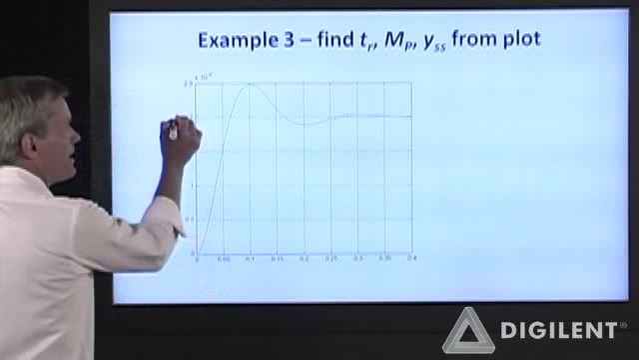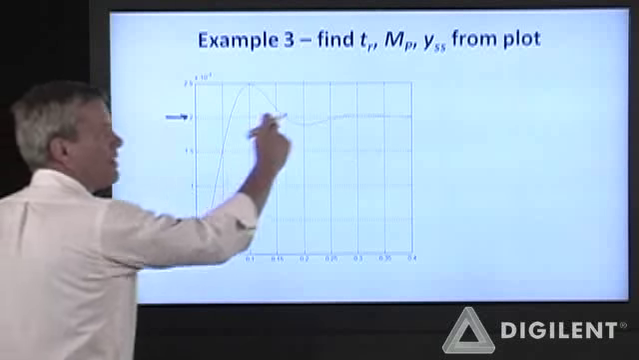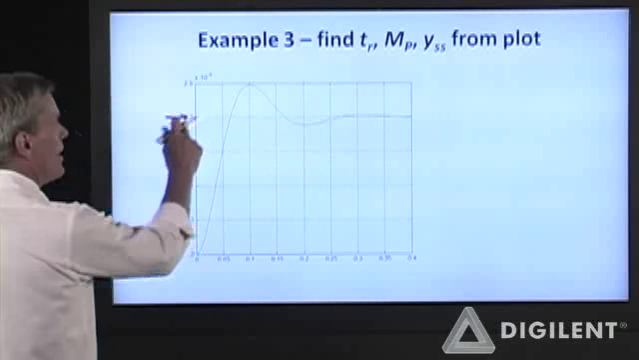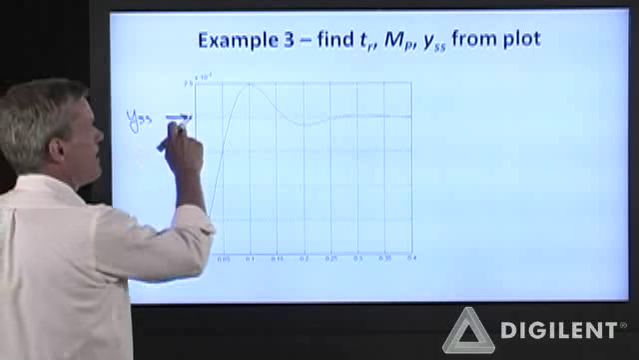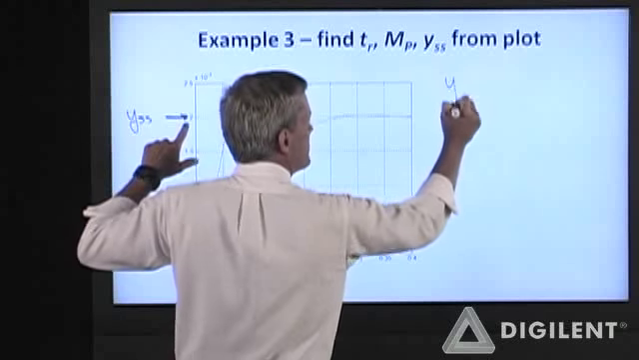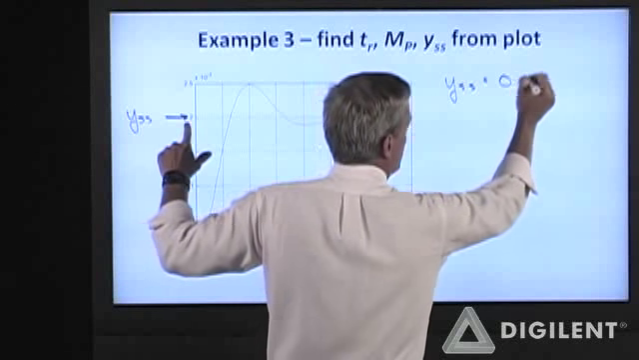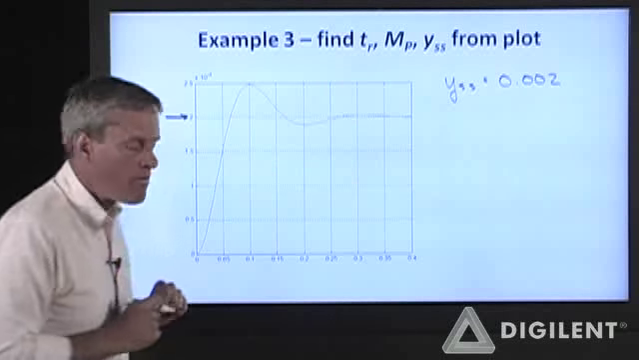YSS is simply the final value that we go to in our step response. So Y sub SS is this value. It is 2 times 10 to the minus 3, which is 0.002.